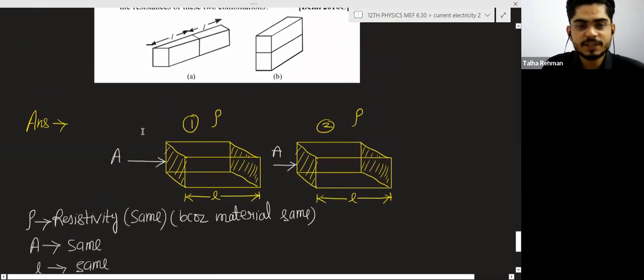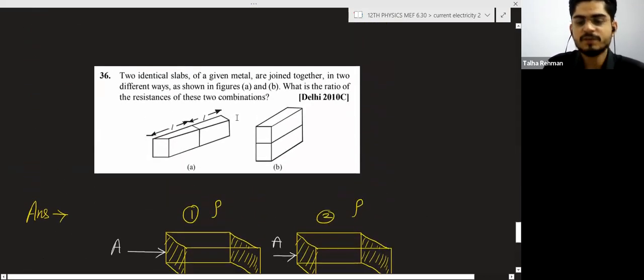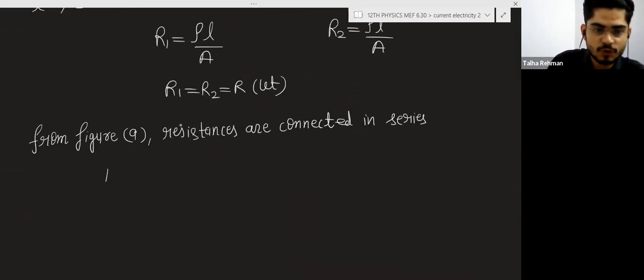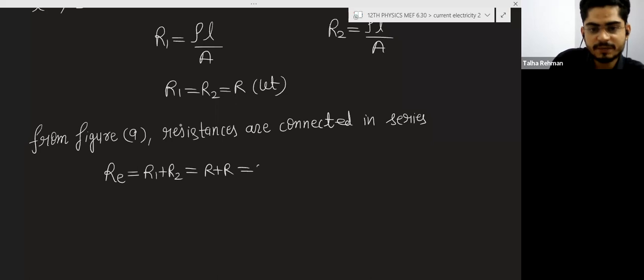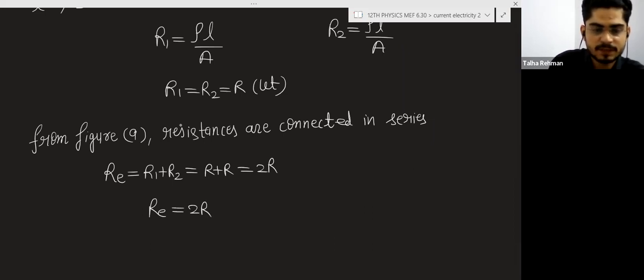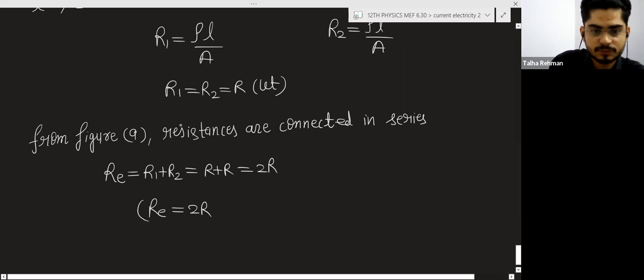Why they are connected in series? Because from here to here the current will be same. This combination is the series combination. So in series combination, if you want to find the total resistance or equivalent resistance, then you will write R1 plus R2, and R1 plus R2 both are same, so it will become 2R. So in this case, equivalent resistance in series is 2R. So this is equation first.